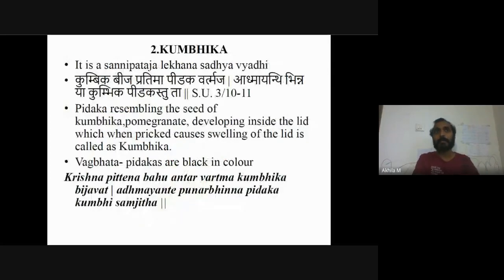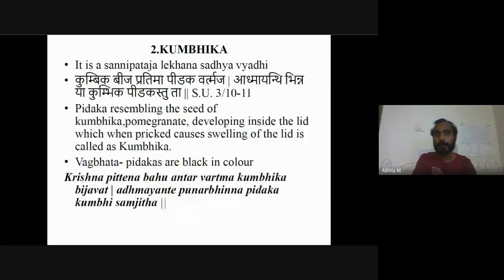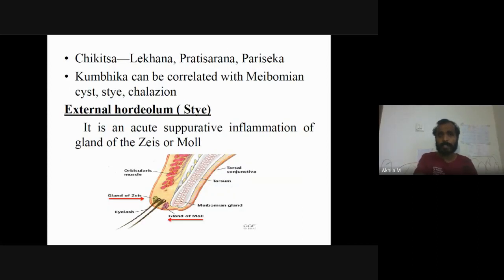Okay, according to the condition, this Kumbhika also can be correlated with external hordeolum. Kumbhika krishna pittena bhuvanda vatma kumbhika bijabat andha varma, there arises some swelling due to the vitiation of pitta, blackish in color, like kumbhika bija. So when you hear the name of the disease, you get some points. There arise pitakas similar to kumbhika bija. When we drain out the contents, again the swelling will arise. Punarbhinna pitaka kumbhisambhita. So we can correlate with external hordeolum or stye.